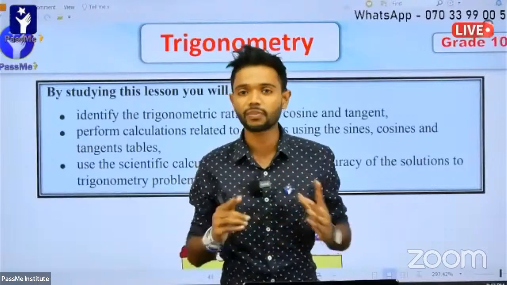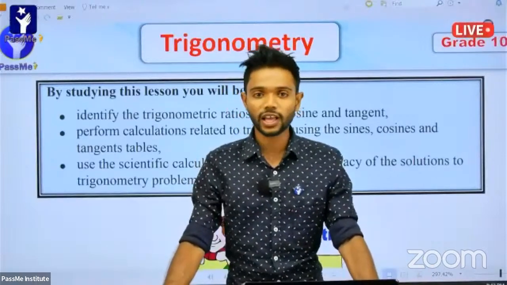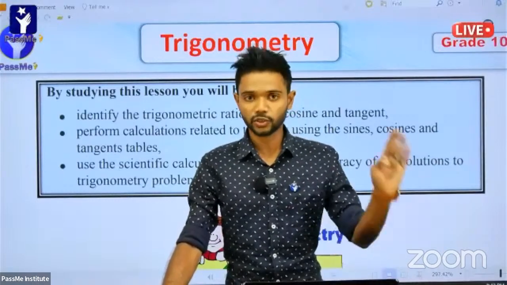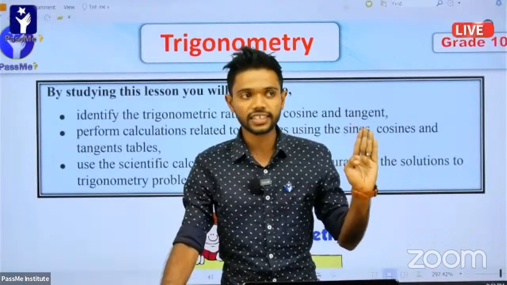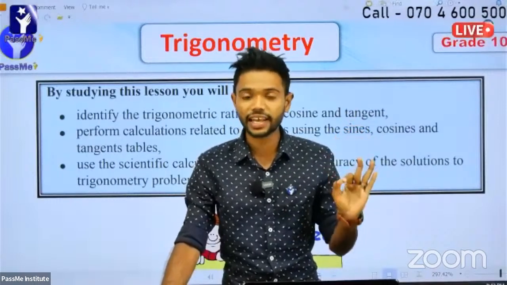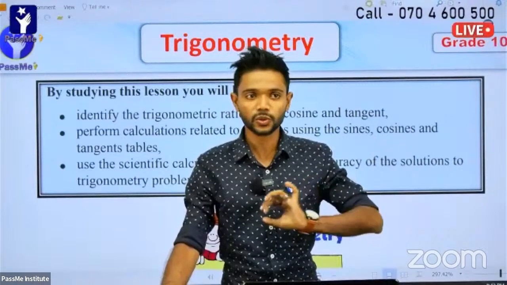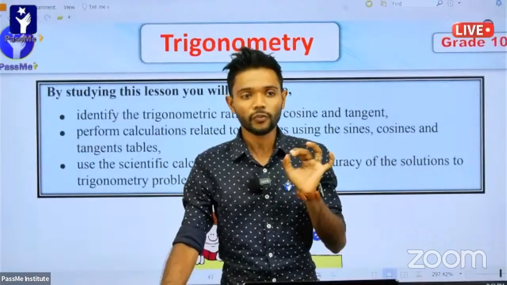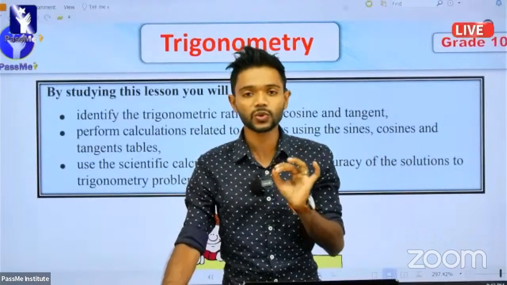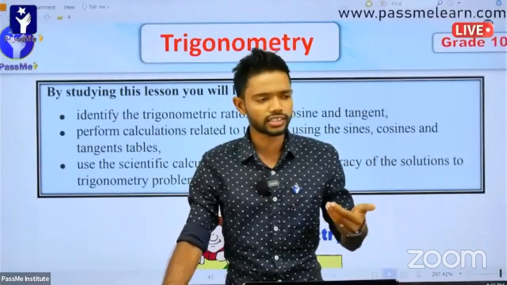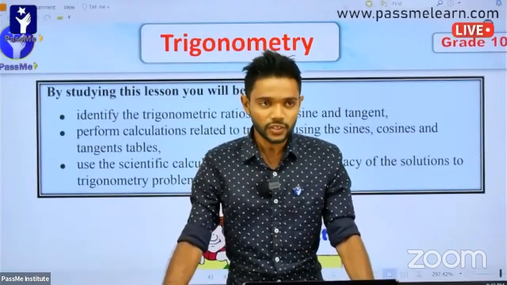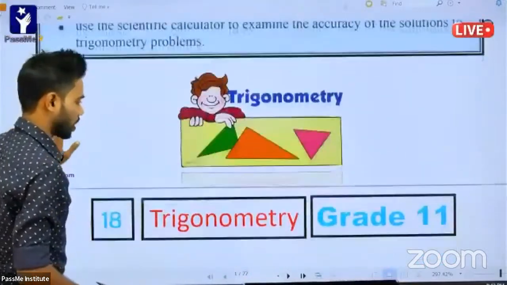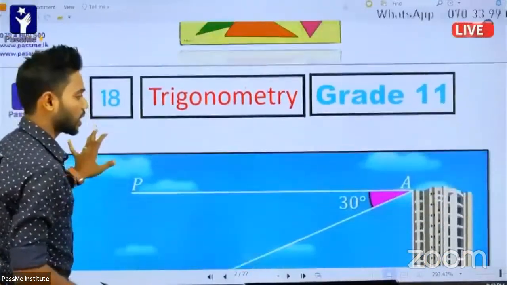So by combining bearing, scale diagram and trigonometry, you will have the 10 marks question at the exam. Therefore it is compulsory to learn the theories related to trigonometry, scale diagram, and also bearing. We have to learn all three lessons together. Once we know the theories, you can take 10 out of 10 at the exam. Okay, we'll start trigonometry right now. After that, we can start the other two lessons.